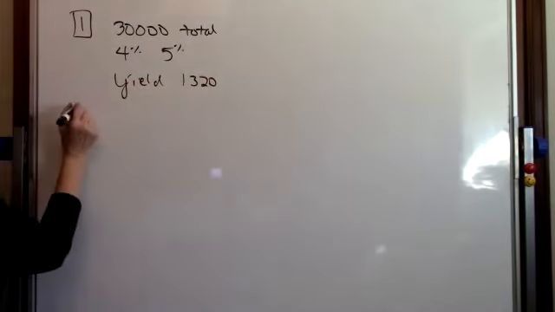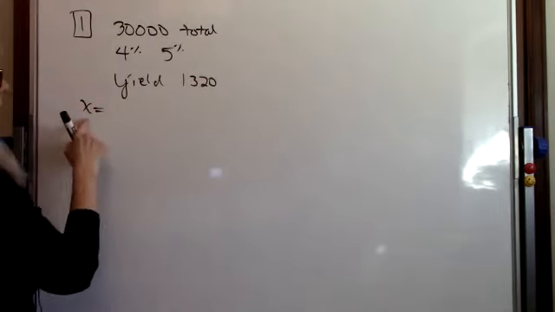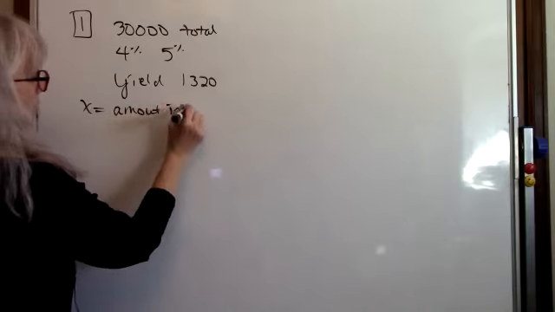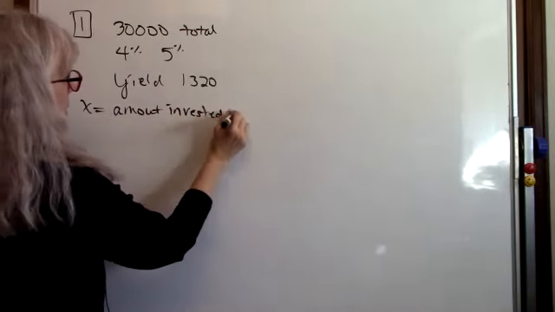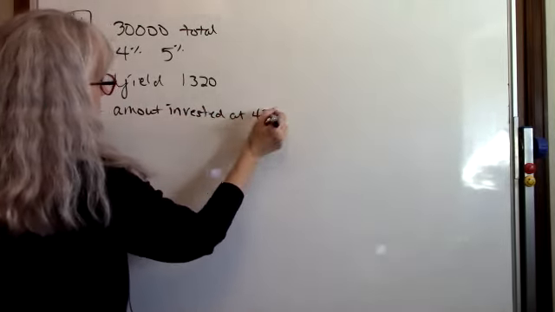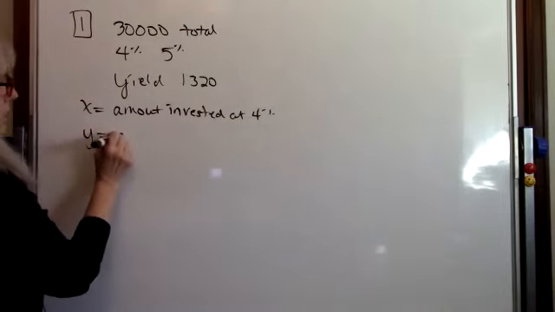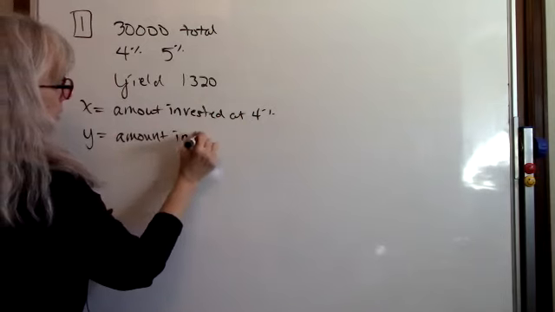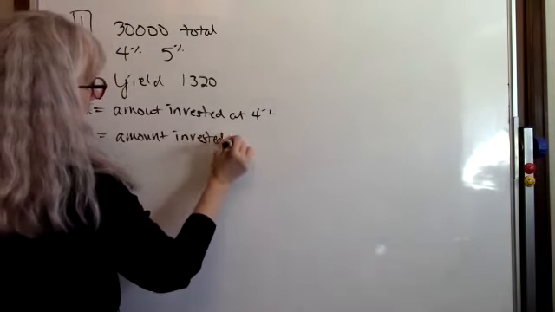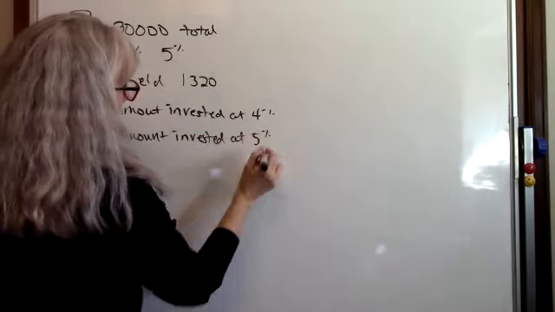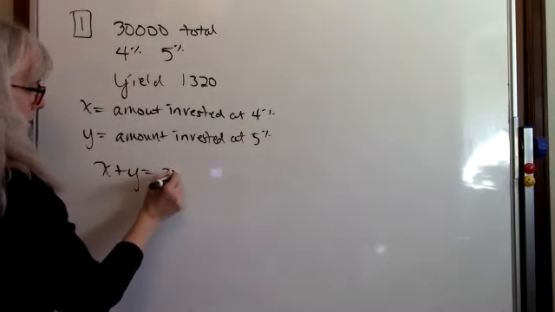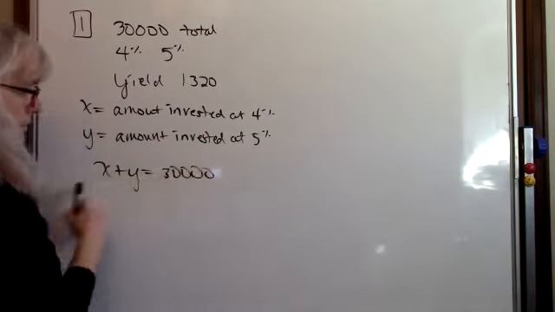So the very first thing I always like to do is define my variable. I'm going to let x be the amount that we're investing at the 4%. Y is going to be the amount that is invested at the 5%. We know together that those 2 investments are the $30,000. So there's our first equation.